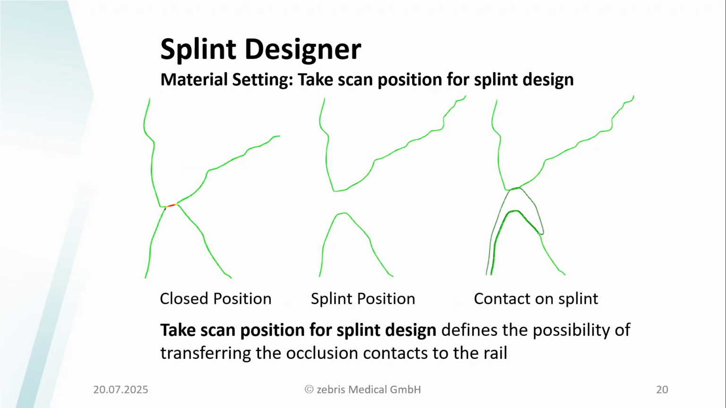Now I have a special setting: the take scan position for splint design. These settings make a splint a CPO splint. On the left, you see we have this closed position without any splint in our occlusion with our occlusal contact. Then we go with the lower jaw to our splint position. And what our software does, it generates now a splint for you with the same occlusal contact on the splint your patient would have without a splint.